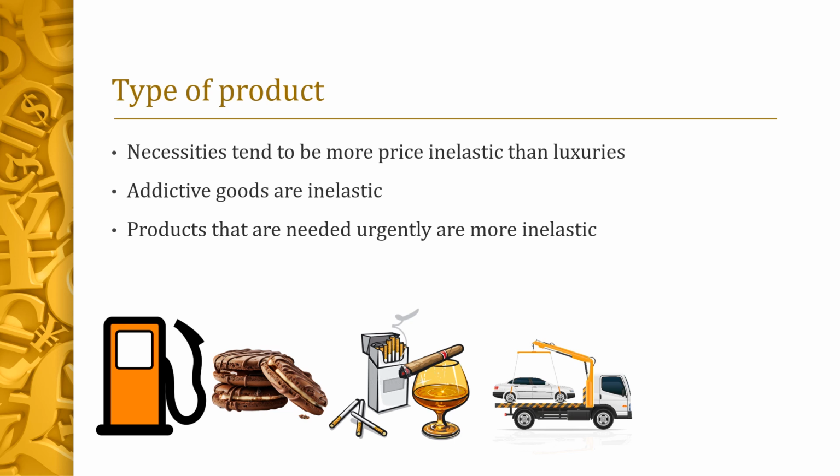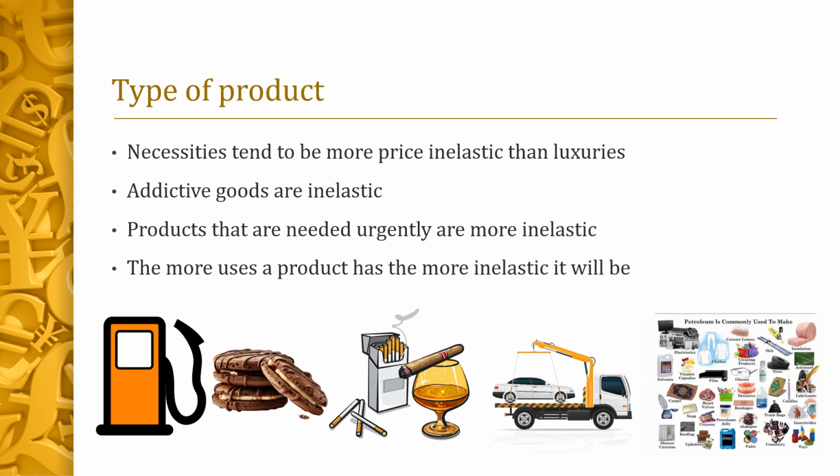Products that are needed urgently are more inelastic. If you break down on the motorway, you can't sit around haggling on the phone for different tow truck companies to come and collect you. In addition, this helps to explain why last-minute bookings can be so expensive. The more uses a product has, the more inelastic it will be. This is because if demand for it in one market goes down, then demand for it in one of the other markets for which it is a useful product may well go up.